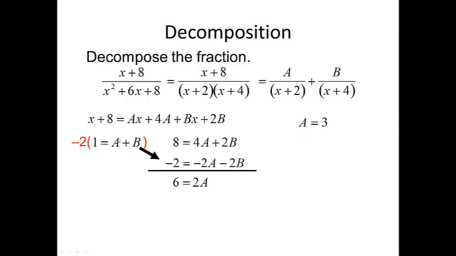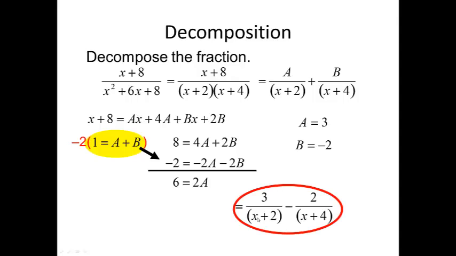Putting the 3 back in here, 3 plus what number gives me 1? It looks like a negative 2. And putting all this back on top here, I get 3 over x plus 2 minus 2 over x plus 4. Now, at any point where you finish, you go, oh, I don't know if that's correct. You can always add these two with a common denominator and see if you can get back to the original problem. If you can, then you did it right.